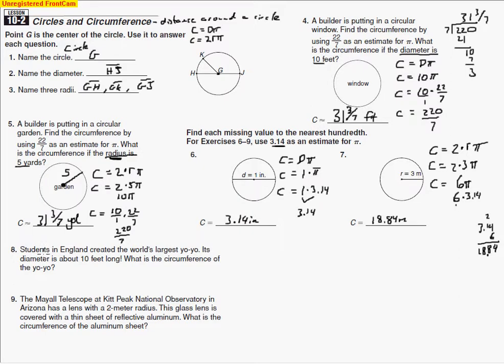A student in England created a world's largest yo-yo. Its diameter is 10 feet long. So just picture this here. We've got this yo-yo here. Typically it fits in your hand, but this one goes all the way across through the center. That distance is 10 feet. That equals the diameter. What is the circumference of the yo-yo?